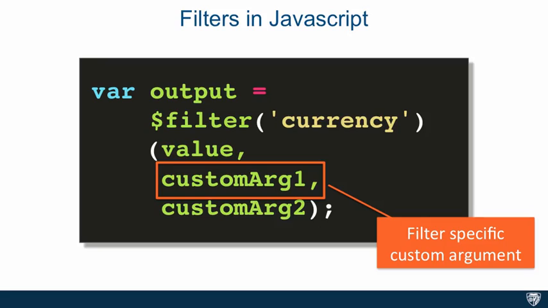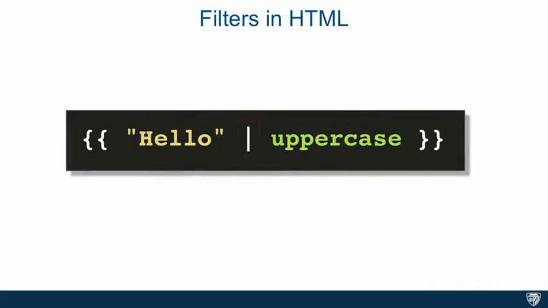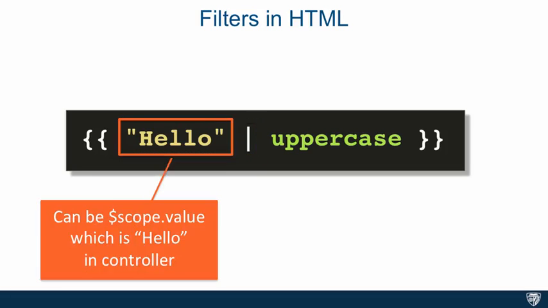A really neat feature in Angular is that you could also use these filters straight in your HTML file, just by placing a pipe between the output of some expression and the name of the filter. Now, obviously, the expression doesn't have to be a string literal as I placed here in this example, but it could be anything that is a $scope.value, which in this case will evaluate to hello in the controller. So you can attach a value to the scope service and then just output value right here instead of a string literal hello.